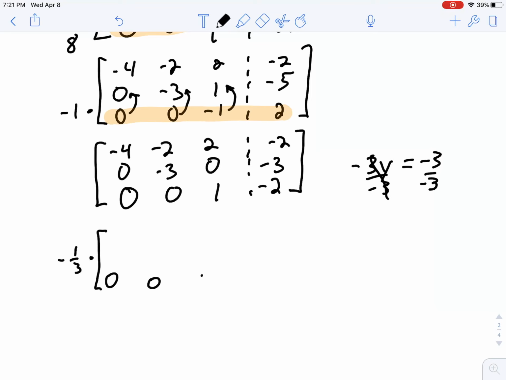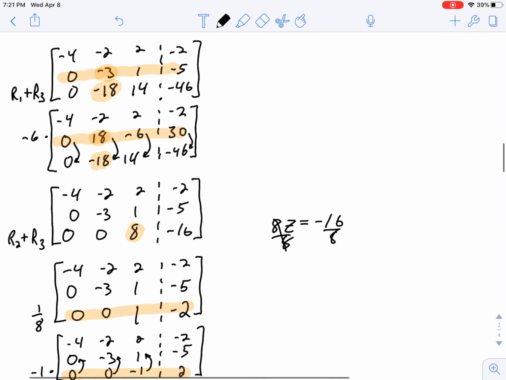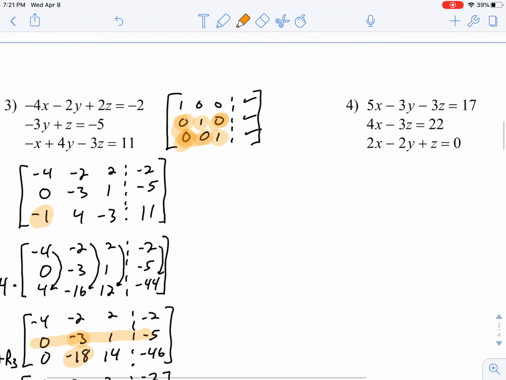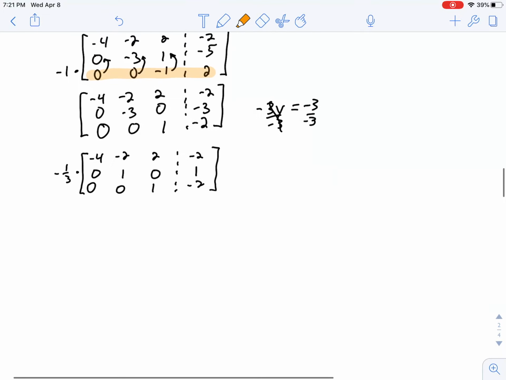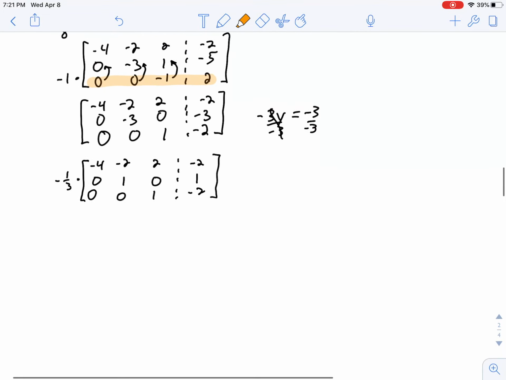The bottom row, that's kind of locked in. The top row, I'm just not concerning myself with yet. But that middle row, negative 1/3 times 0 is 0. Negative 1/3 times 3 is 1. Negative 1/3 times 0 is 0. Negative 1/3 times negative 3 is positive 1. So now we have that. Whew. There's still more to do.